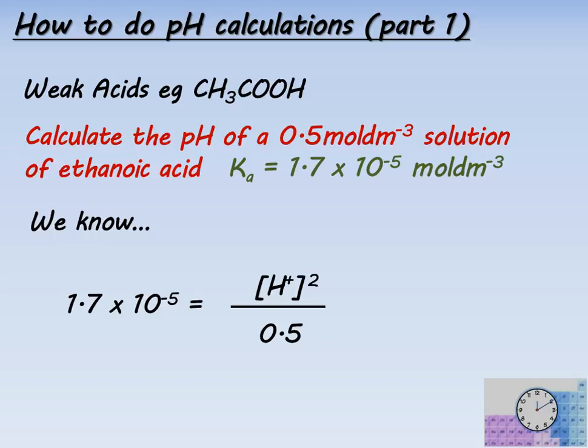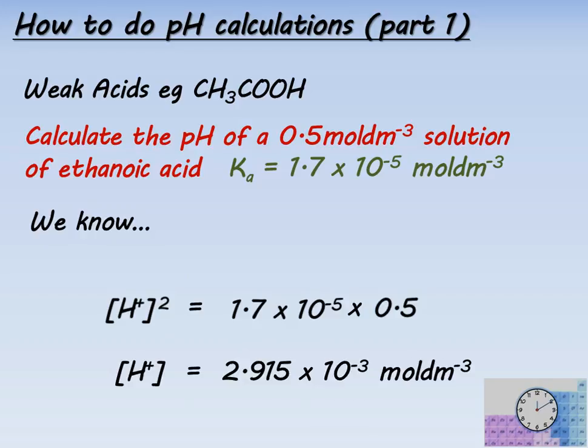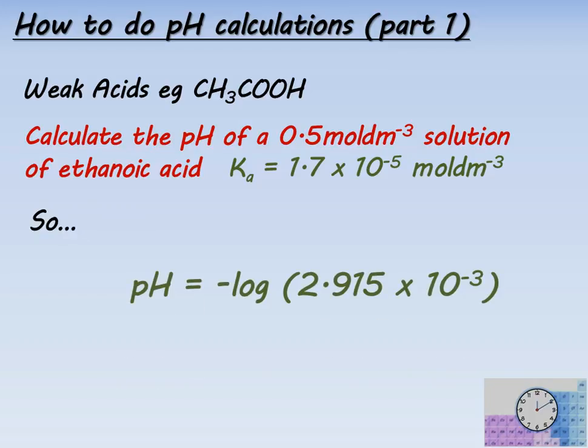Of course, if we put the numbers in from the equation and then rearrange the equation, we can get the concentration of hydrogen ions squared. And of course, if we take the square root of that answer, we can work out that the concentration of hydrogen ions is 2.915 times 10 to the minus 3. That's not the final answer, of course, because we've been asked to calculate the pH. So we have to do the negative log of that answer, and we get 2.54.